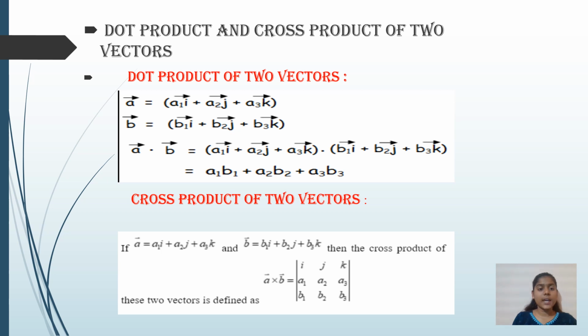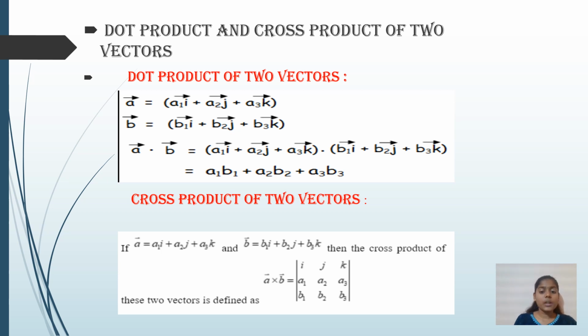Now let's look into the second topic, that is dot product and cross product of two vectors. First, dot product of two vectors. If a bar is equal to a1 i cap plus a2 j cap plus a3 k cap and b bar is equal to b1 i cap plus b2 j cap plus b3 k cap, then the dot product of the two vectors, that is a bar dot b bar, is equal to (a1 i cap plus a2 j cap plus a3 k cap) dot (b1 i cap plus b2 j cap plus b3 k cap). That gives a1 b1 plus a2 b2 plus a3 b3, where i dot i is 1, j dot j is 1 and k dot k is 1.